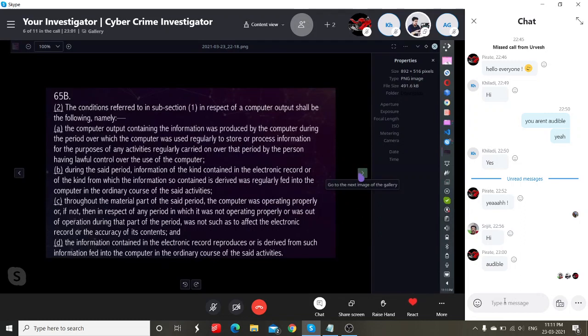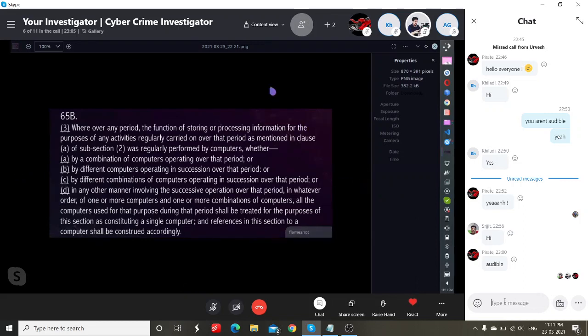Going toward section 65B subclause 3. This is in terms of information again, the conditions for information. That the storing or processing of information, regularly carried out and mentioned in subsection 2, was regularly performed by the computer, whether by a combination of computers operating over that period of time, by different computers operating in succession, or by different combinations of computers operating in succession. So it's not something which is just limited to a single computer. Or in any other manner, if there is a technological update, changes in the technology, OS updates or something like that, regardless of that, that particular purpose shall be treated for this particular section as constituting a single computer only.